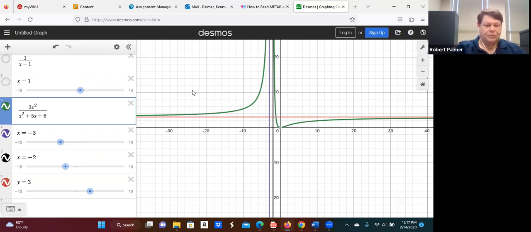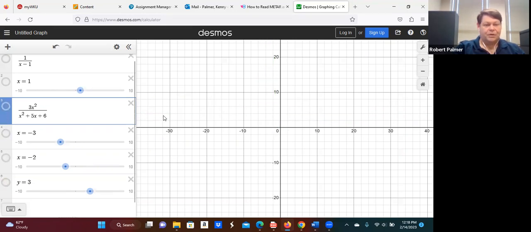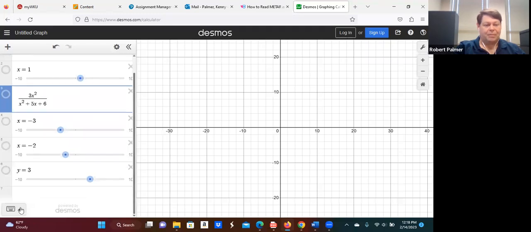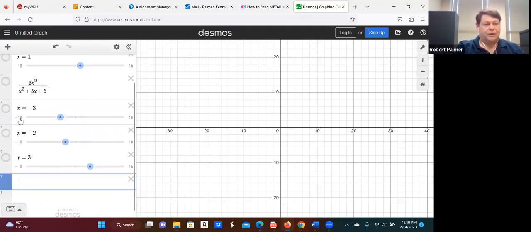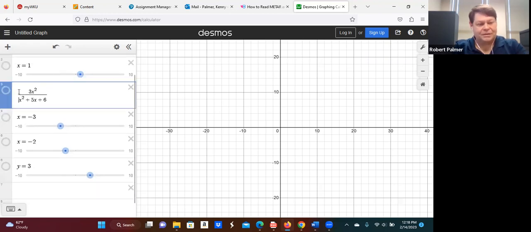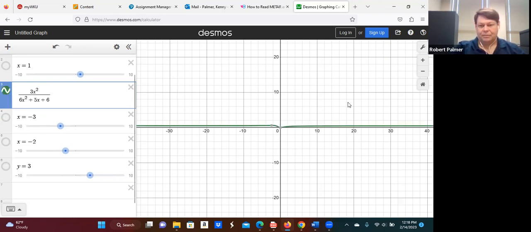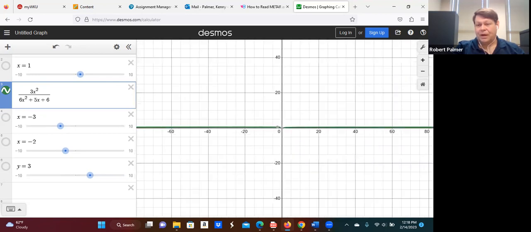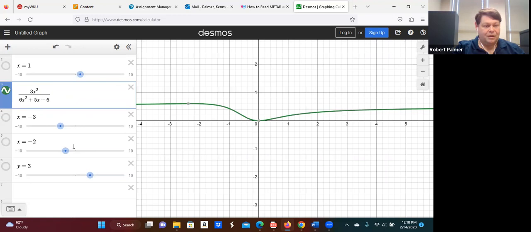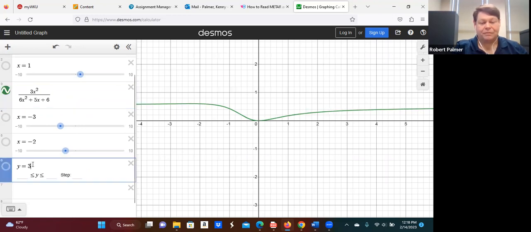Okay. Now, what if we did something else? Let's make up another one. I'll just make it up right here and see what would happen. What if we just modify this and made this a 6? Let's graph that. So 3 over 6 would be 1/2. So let's graph the line y equals 1/2.